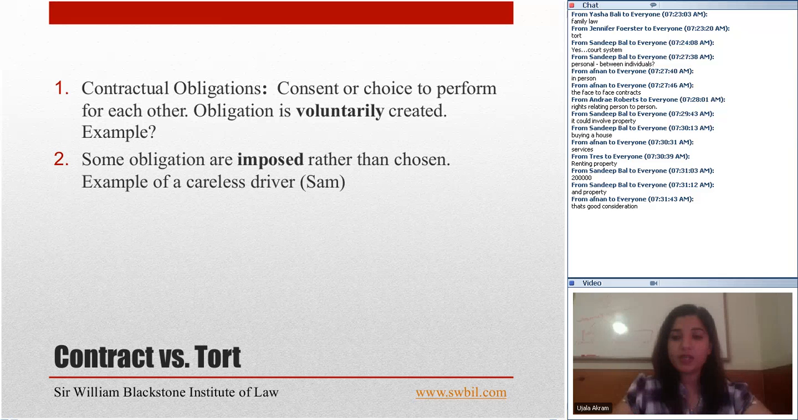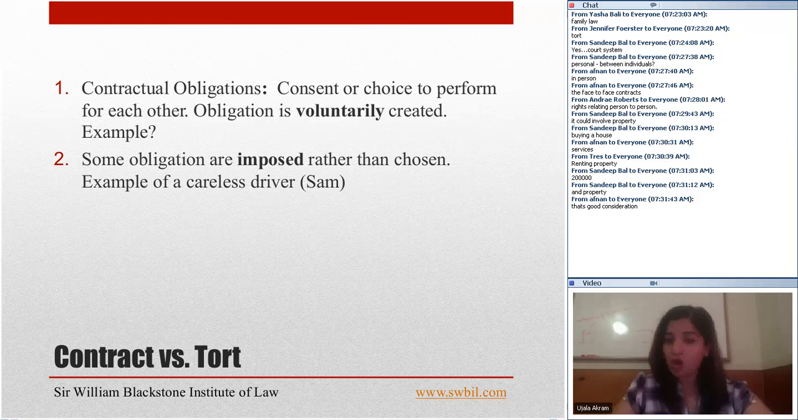On the other hand, in tort, such as in the case of Sam, if there was any misconduct involved, punitive damages may also be awarded to punish the defendant and to deter him from committing future torts.